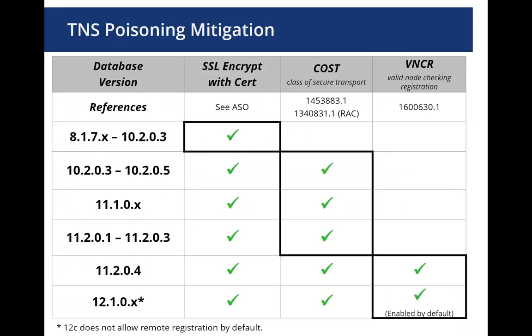So now the question is, how do I fix this? What are the different ways? As I've said before, 12.1 is enabled by default to block this capability. So remote registration, if you're running an Oracle 12c database, is blocked by default. If you're running 11.2.0.4 or prior, there are a couple of different ways to protect against this. Oracle released, as part of that April 2012 advisory and with the release of 11.2.0.4, a feature called valid node checking for registration, or VNCR. VNCR is only available in 11.2.0.4 and 12c. For prior releases, you have to use another method called COST, which is class of secure transport, or start using SSL encryption with certificates.